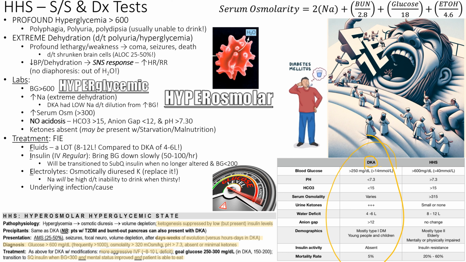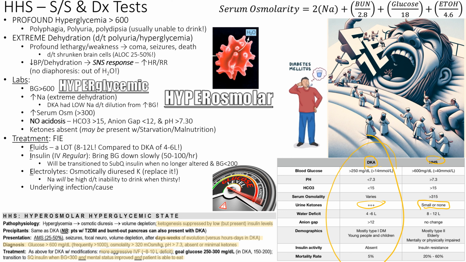Are there ketones in HHS? No, it used to be called HONK, non-ketotic, the NK standing for non-ketotic, but there are no ketones. There might be ketones if they are severely, severely dehydrated and not drinking water. They're probably not eating food, right? So they might have starvation ketosis, so it complicates things a little bit, but it's not going to be profoundly elevated like it would with DKA.